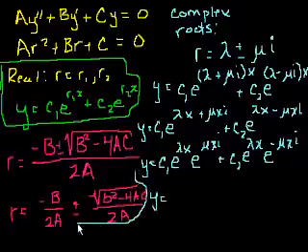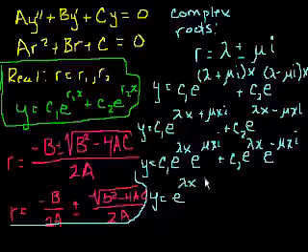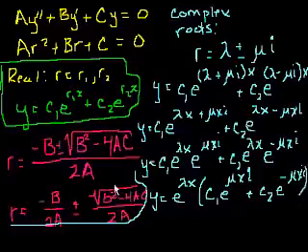So we get y is equal to, let me draw a line here. I don't want you to get confused with all this quadratic equation stuff. y is equal to e to the lambda x times c1 e to the mu xi, that's an i, plus c2 times e to the minus mu xi. Now what can we do?